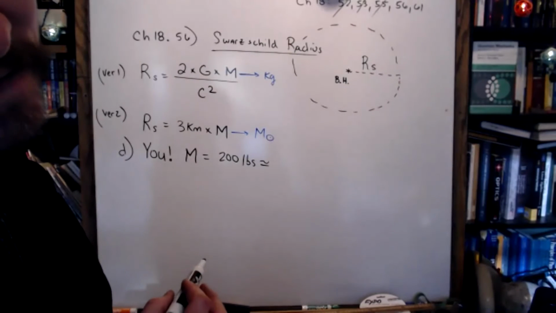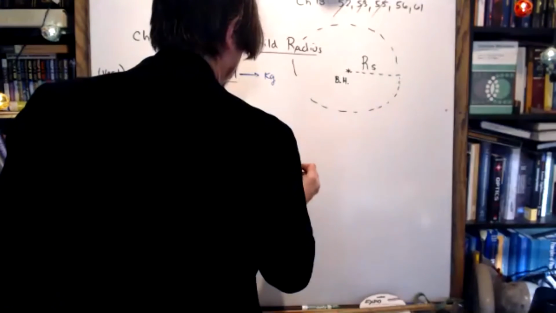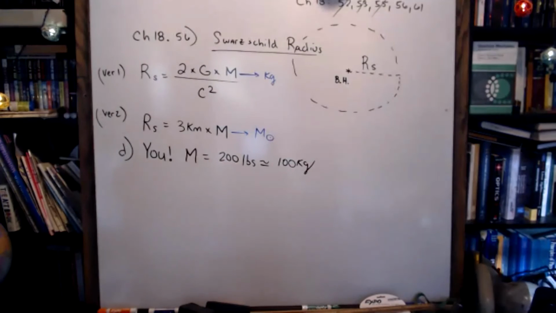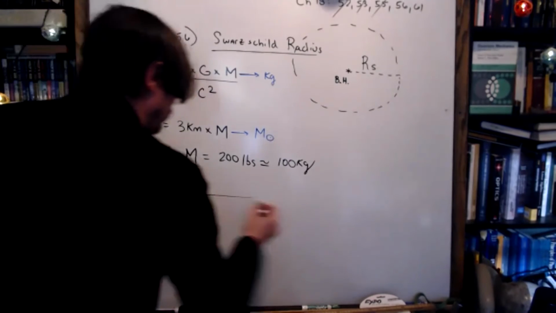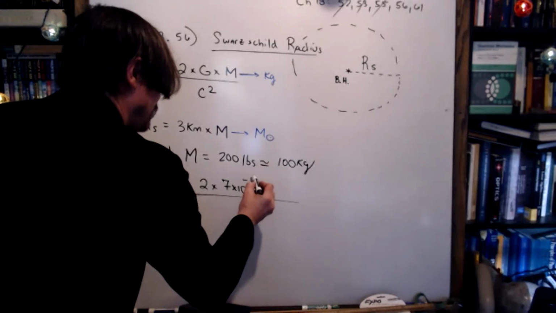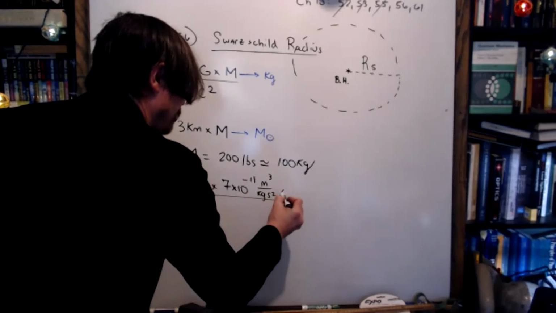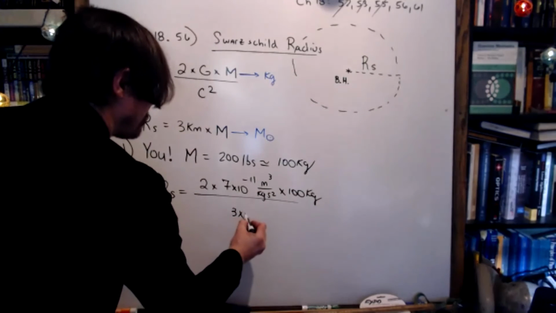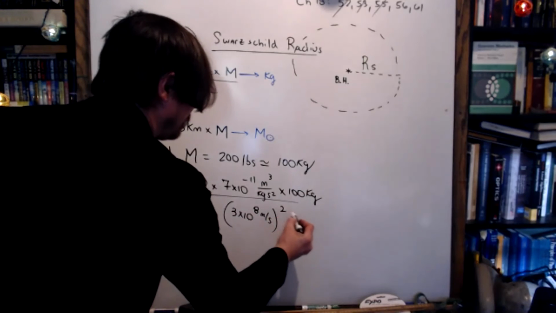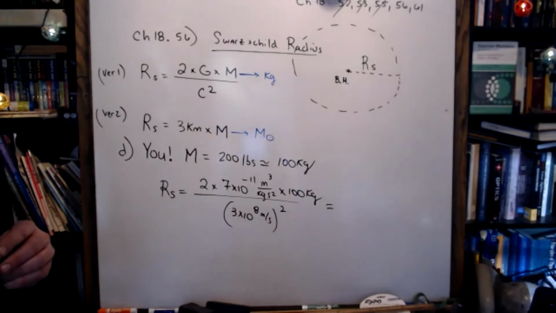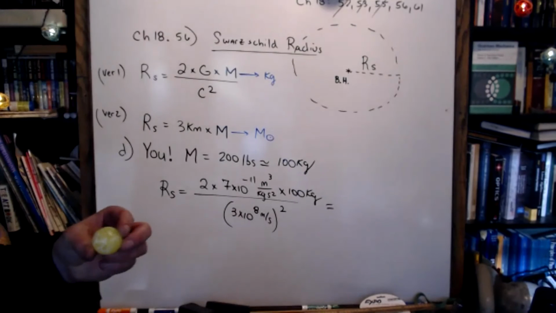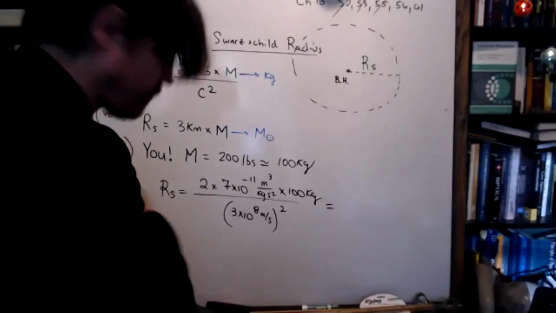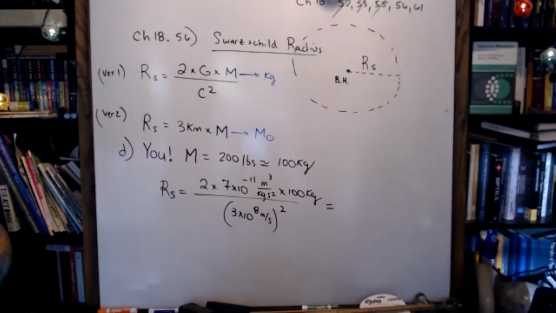So that means your mass is about half your weight. So I'm probably 100 kilograms. Okay, so let's turn this into a black hole using version 1 of the Schwarzschild radius. 2 times 7 times 10 to the minus 11 meters cubed per kilogram per second squared times 100 kilograms, divided by 3 times 10 to the 8 meters per second, squared. That gives 1.7 times 10 to the negative 17 meters.